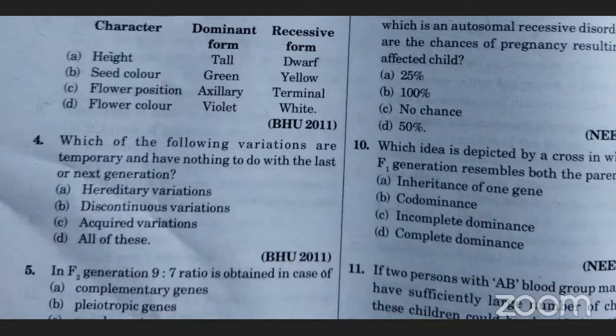Simply keep this in your mind: phenotypic variations are not inherited, but genotypic variations will be inherited. So the answer is acute variation.